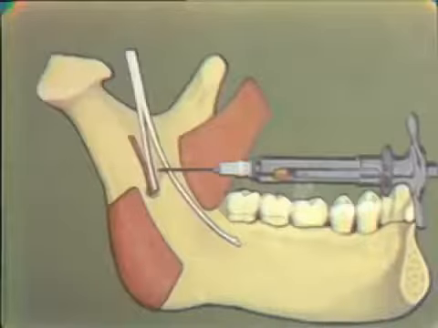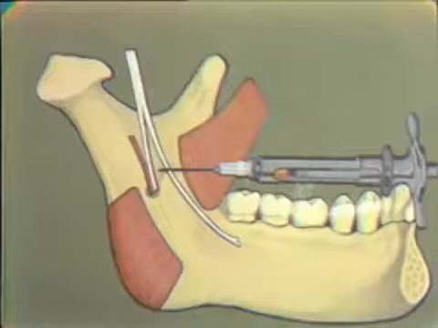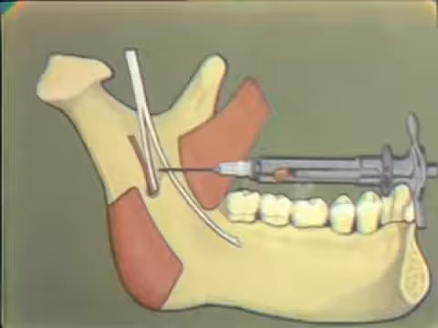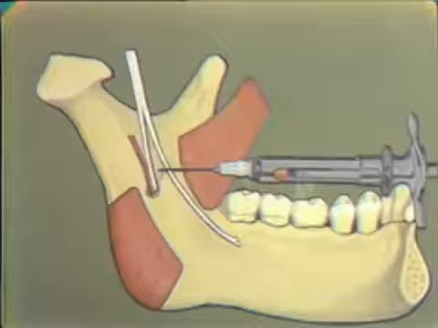Here we graphically see depicted the final position of the needle and syringe at the mandibular foramen. The medial pterygoid muscle has been partially dissected away to uncover the mandibular foramen. You will note the relative height of the mandibular foramen and the position of the syringe over the bicuspid teeth on the opposite side.